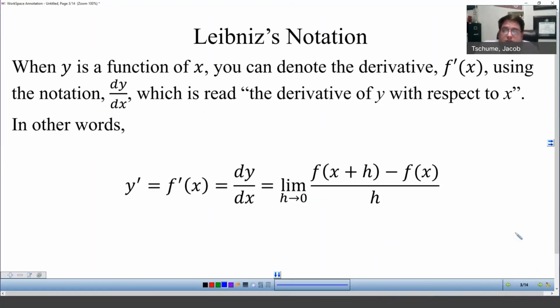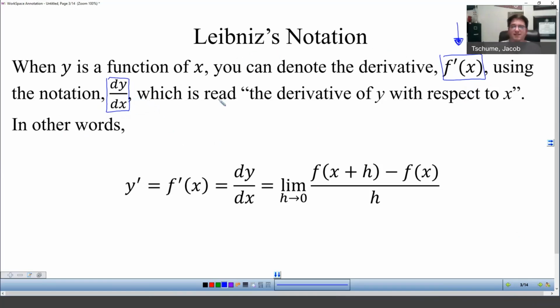So Leibniz notation. When y is a function of x, we talked about last time that we can denote the derivative as f prime of x. We can also use this Leibniz notation, which is denoted as dy dx. So whenever you see this dy dx term and f prime of x that we covered in the last video, they mean the exact same thing. The only difference may be how you read it out loud.